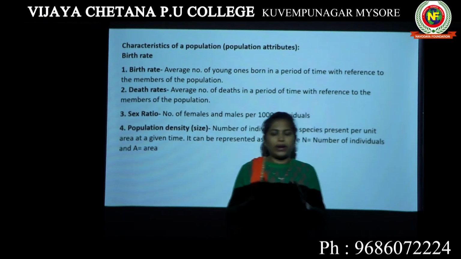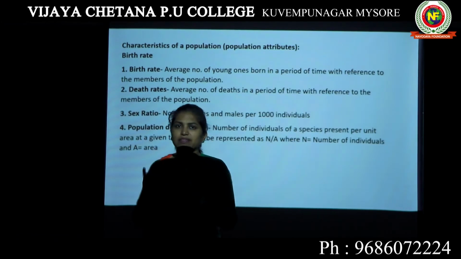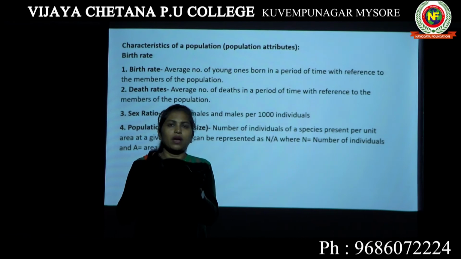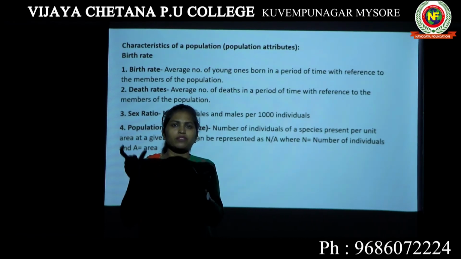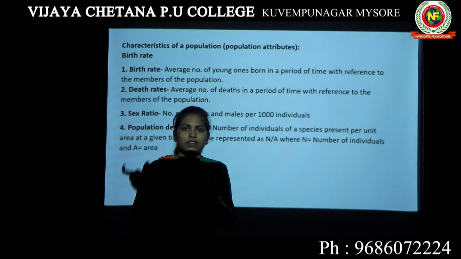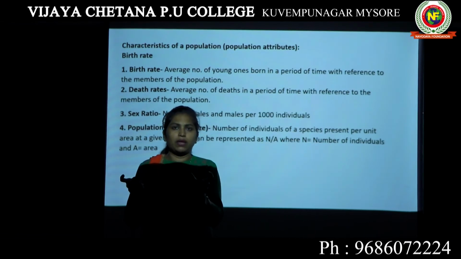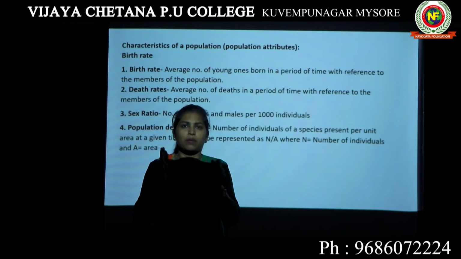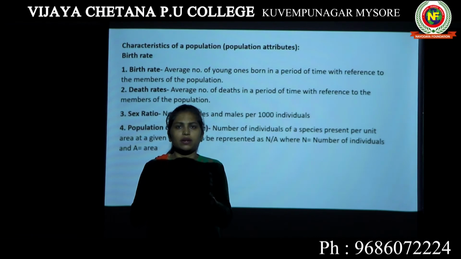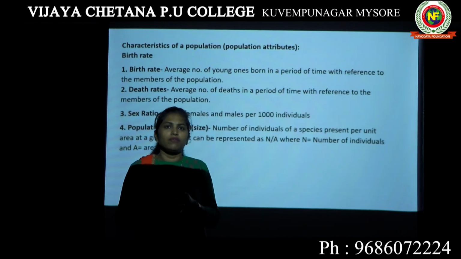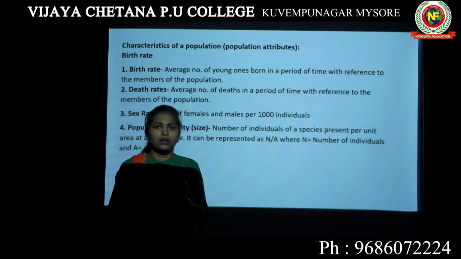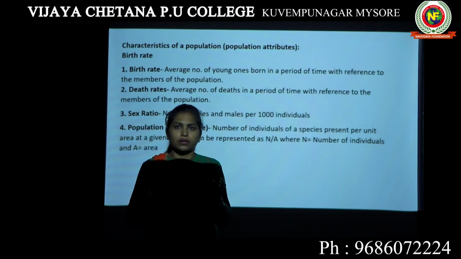So these 20 lotus plants present in a particular pond are known as a population. Now I will give you a time frame of 6 months. After 6 months, you have to tell me how many new plants are born in the same pond. In the duration of 6 months, we have to calculate how many new plants are born in that particular pond.